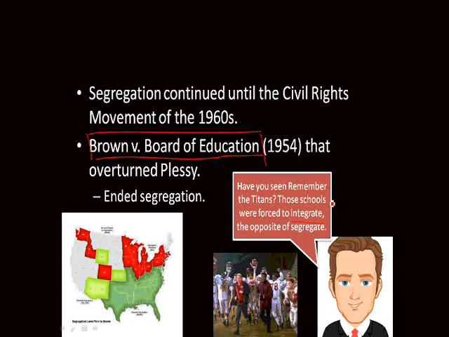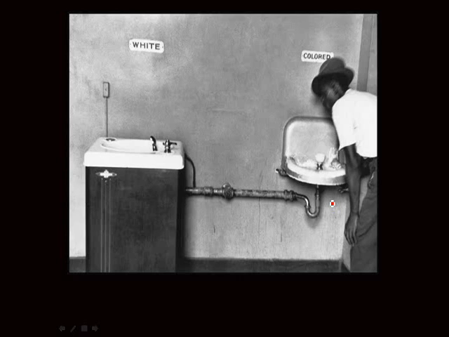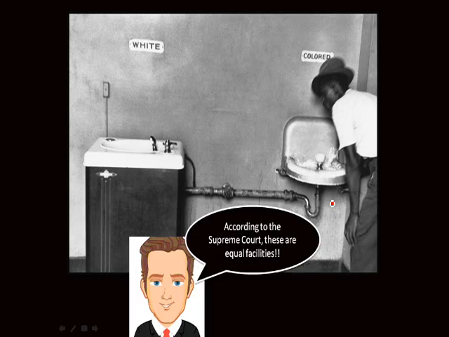You're welcome, Mrs. Elston. Okay, now look at this picture. We have two water fountains. One has a sign over it that says whites, the other has a sign over it that says colors, right? I don't know about you, but those aren't two equal water fountains, okay?